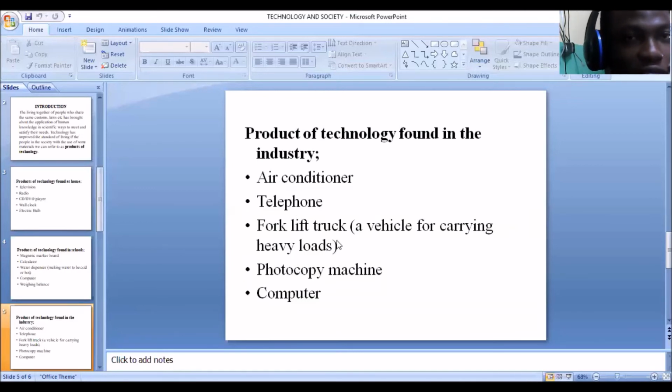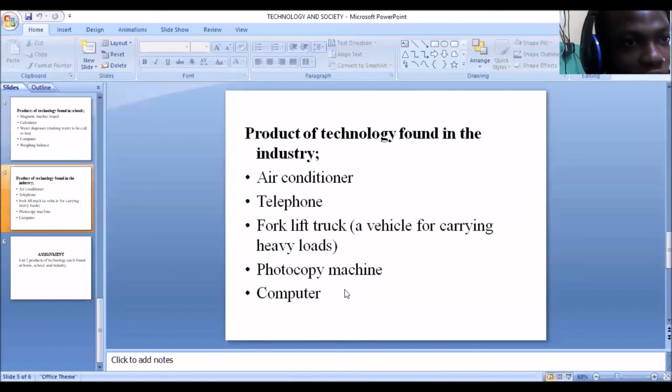Now, forklift truck. This is a vehicle used for carrying heavy loads, especially in industries that deal with maybe the casting of metals or production of metals. They require this to carry heavy loads. Then for the copy machines, you find this one mostly in cyber cafe. It's also an industry. But the copy machines are used to replicate, to copy an original document. Then the computer also. See, computer is also appearing here. So computer, obviously, you find computer everywhere. Computer as a product of technology, you find it everywhere.